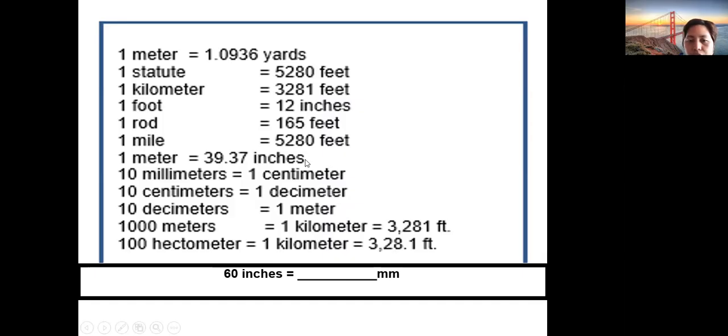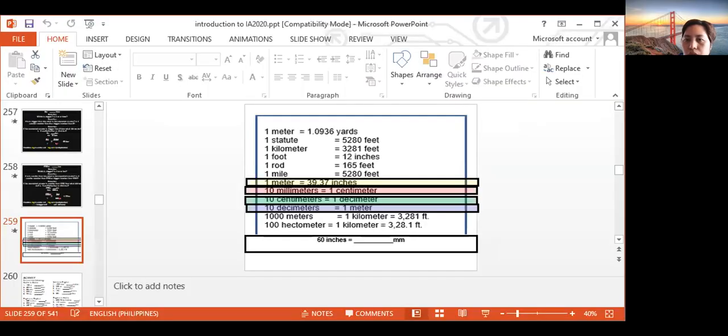Oh, we have here inches. 1 meter is 39.37 inches, but we do not have on the table exactly the equivalent of 1 inch to millimeter, or vice versa, millimeter to inches. So how are we going to do this? Let me show you now how we are going to do this.